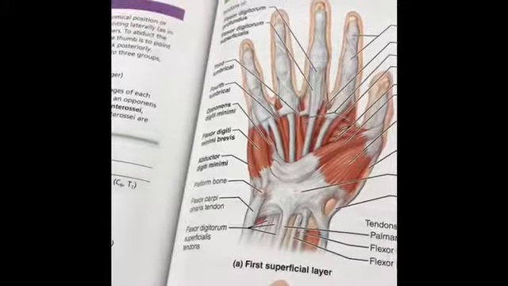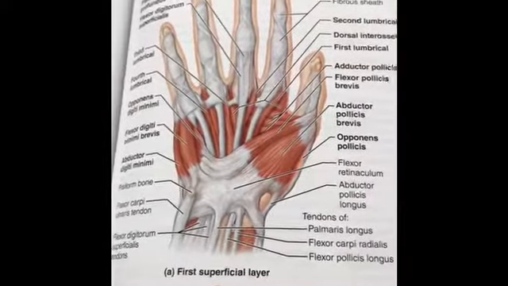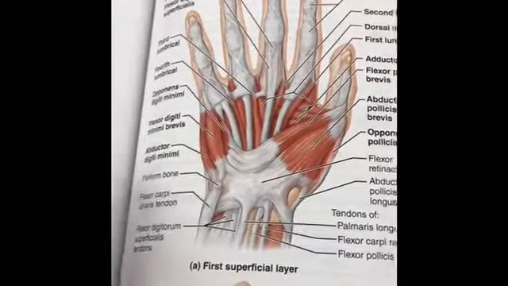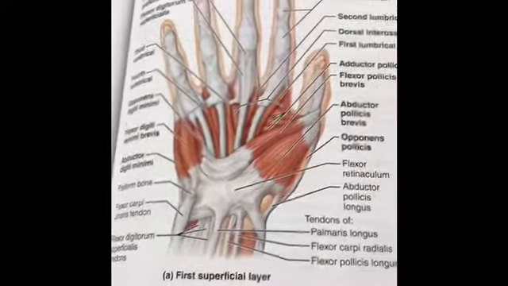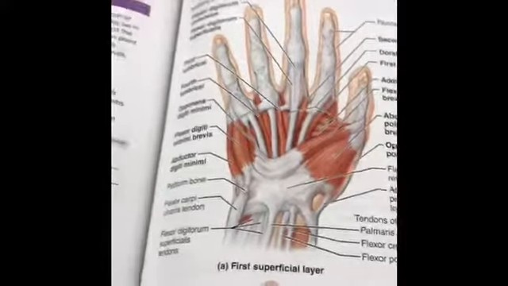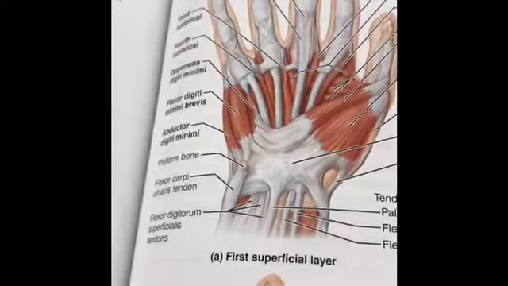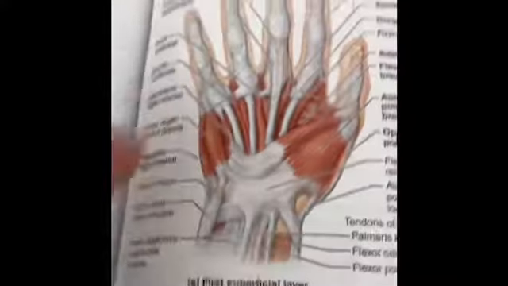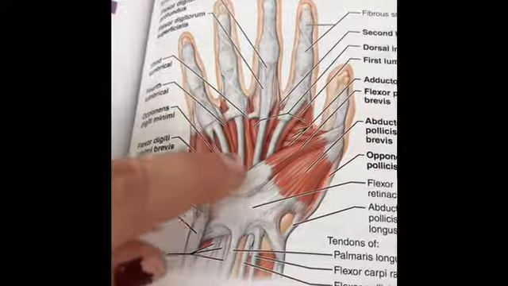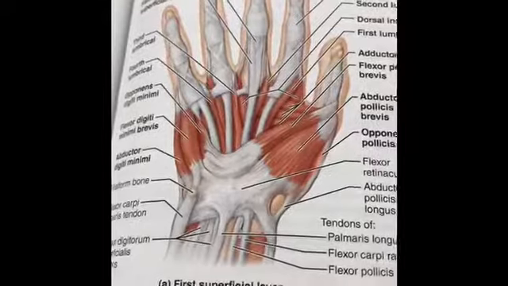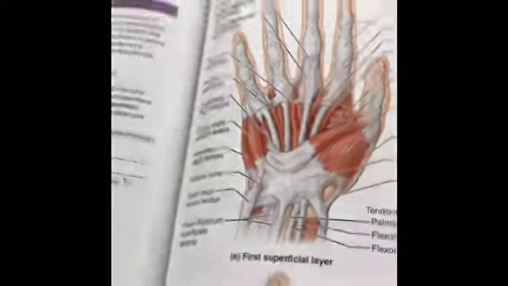The opponens digiti minimi is here. The origin is the same as the flexor digiti minimi brevis. The insertion is most of the length of medial side of metacarpal 5. The action is it helps in opposition, which is metacarpal 5 to the thumb.